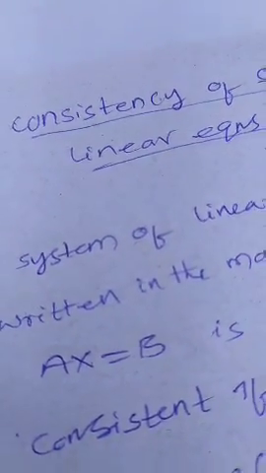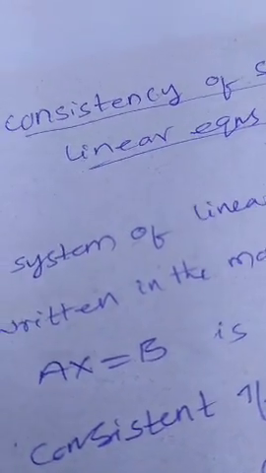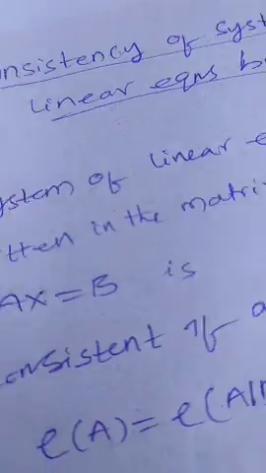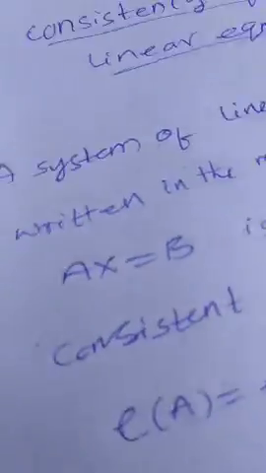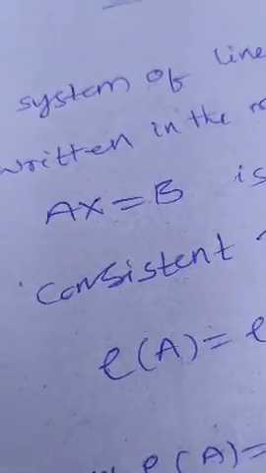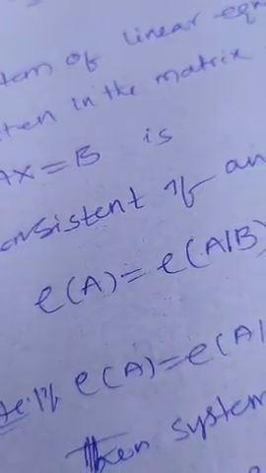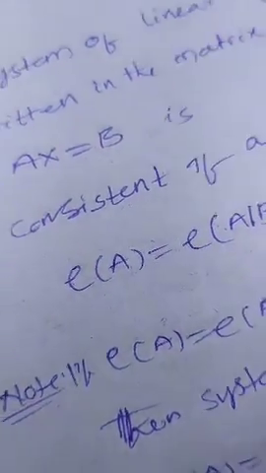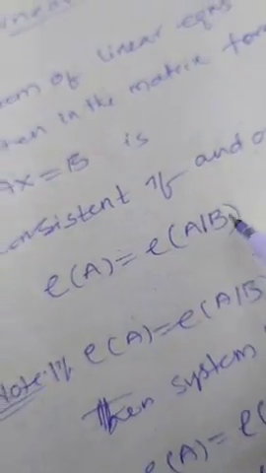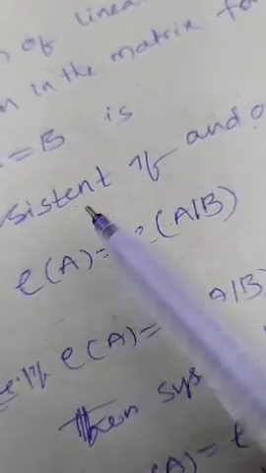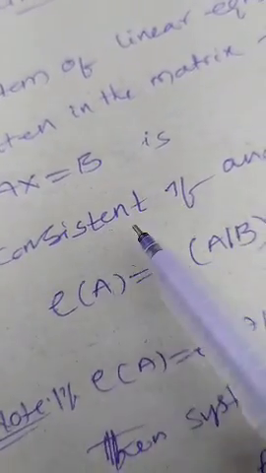So how to check consistency of the given system of equations? To check the consistency of a system of equations, we can use the rank method. Suppose you have a system of equations; first you convert it into matrix form Ax = b. Then to check the consistency, you construct the augmented matrix. Then check the rank of A and the rank of [A|B]. If both are equal, then the system is said to be consistent.